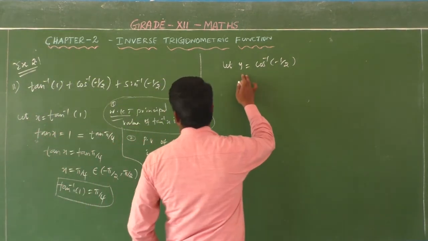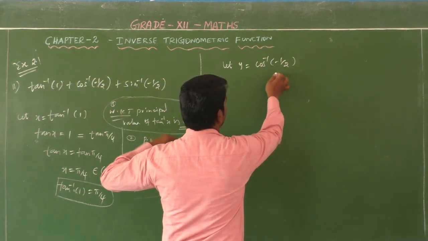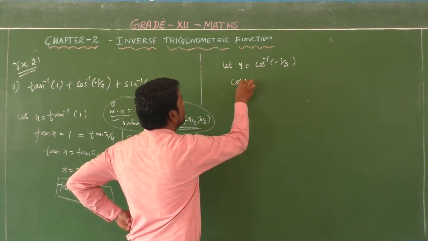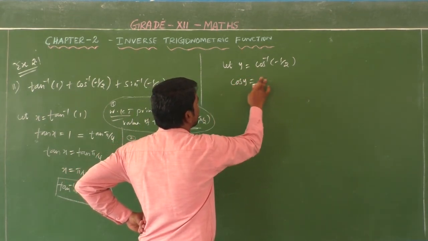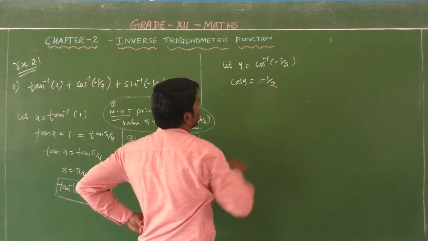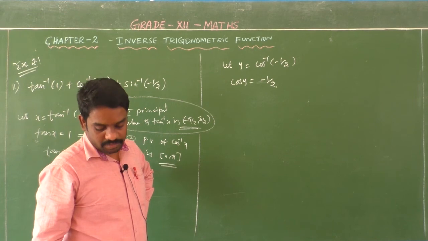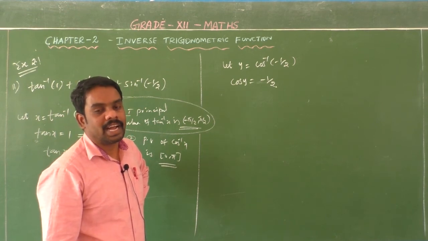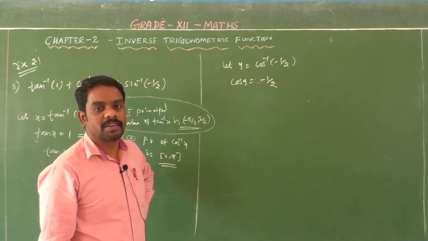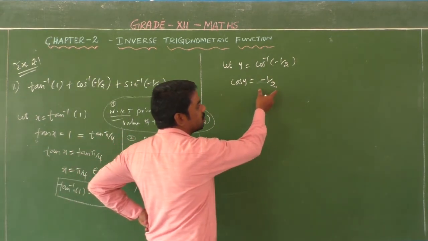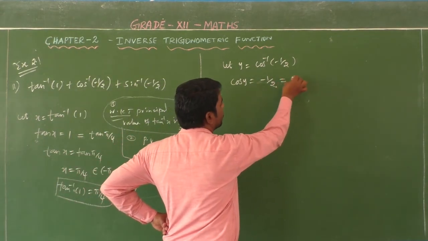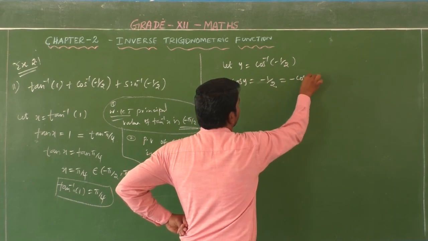Right. Let us consider y equal to cos inverse of minus 1 by 2. Then cos y is equal to minus 1 by 2. You know that cos pi by 3 value is 1 by 2. Here it is minus 1 by 2, so minus 1 by 2 is equal to minus cos pi by 3.